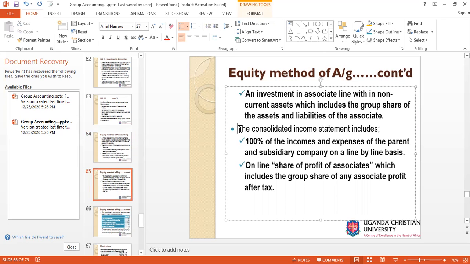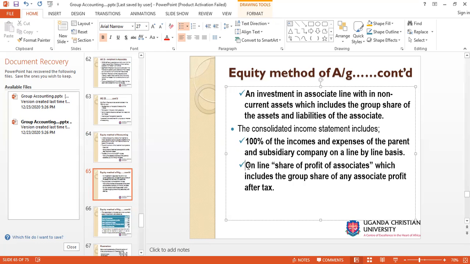Then the consolidated income statement will include 100% of the incomes and expenses of the parent and subsidiary company on a line-by-line basis. So when we are consolidating the income statement, add 100% incomes and expenses. That one we shall look at at a later point, but let's first finish this IAS 28. So it is line by line for income statement, income and expenses.